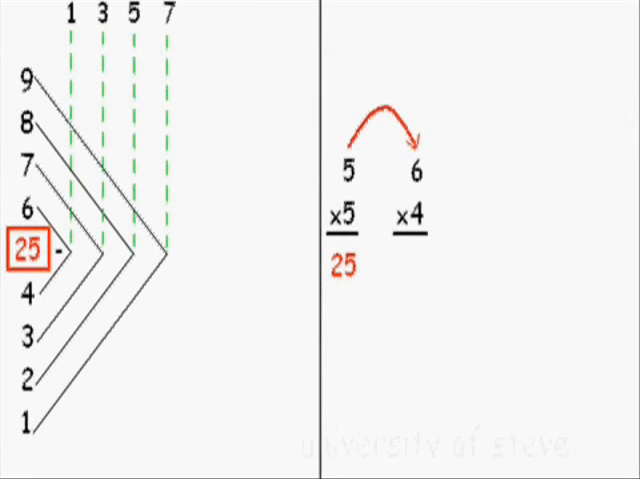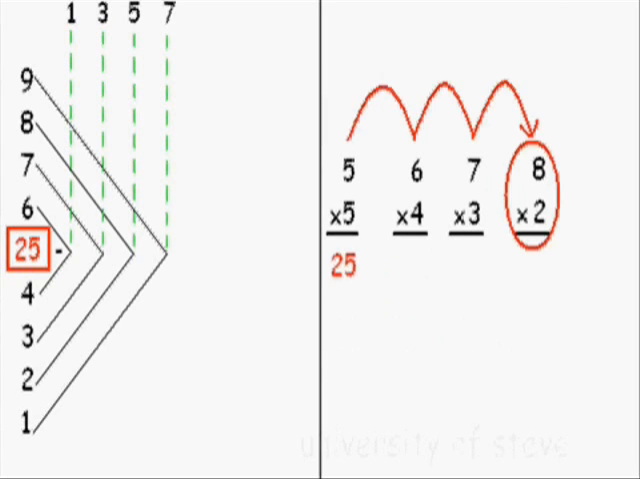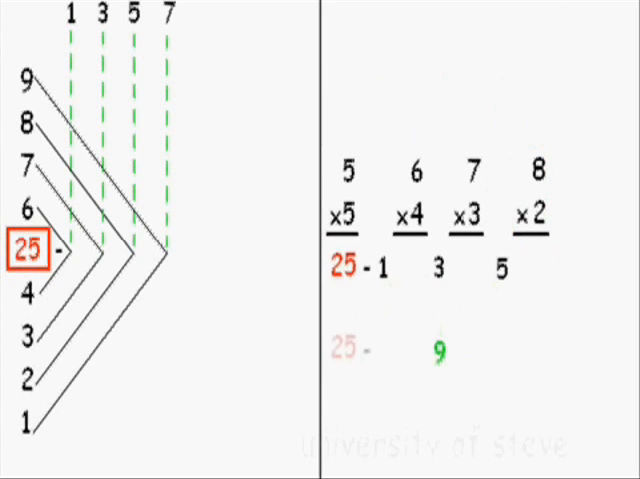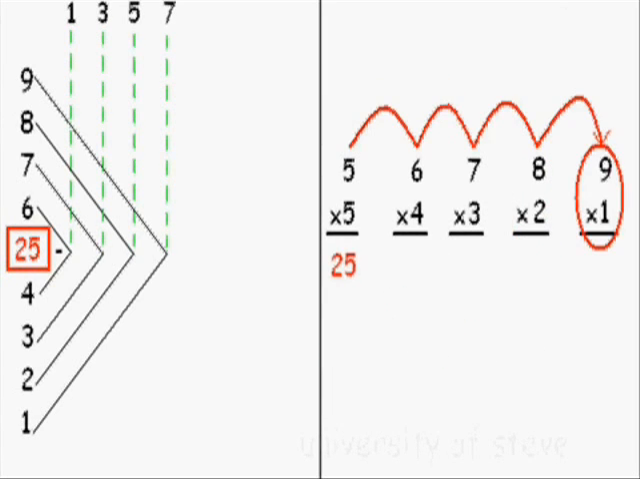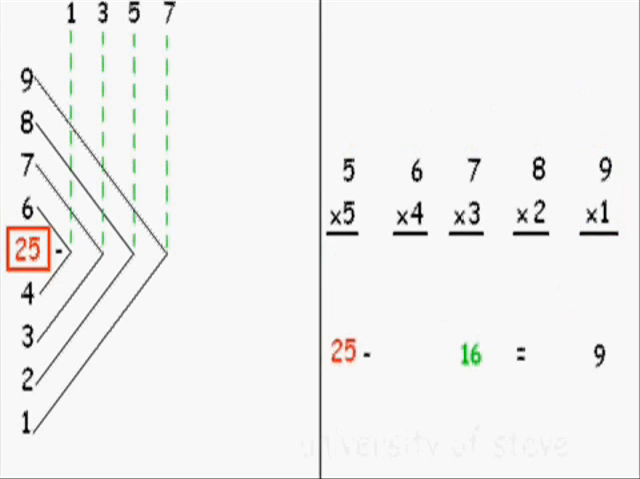6 times 4 is 1 step out, so it's 1 odd less than 5 times 5. 7 times 3 is 2 steps out, so it's 2 odds less than 5 times 5. 8 times 2 is 3 steps out, so it's 3 odds less than 5 times 5. 9 times 1 is 4 steps out, so it's 4 odds less than 5 times 5.